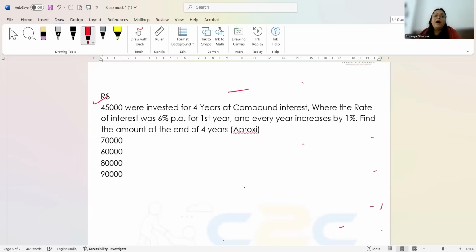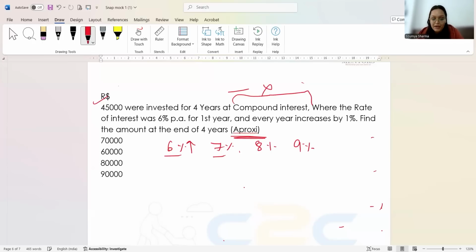So here it was a compound interest question. Most of the students found it difficult because compound interest was given and the rate was increasing every year. In the question it was written that you have to calculate the approximate value. So what you will do here, I will not apply the compound interest formula. I'll just see what the rate is. The rate is 6%. Every year it is increasing by 1. So the rate is 7%, 8%, 9%. I will directly see, if I increase by 6%, 7%, 8%, and 9%, what will be the net total increase?